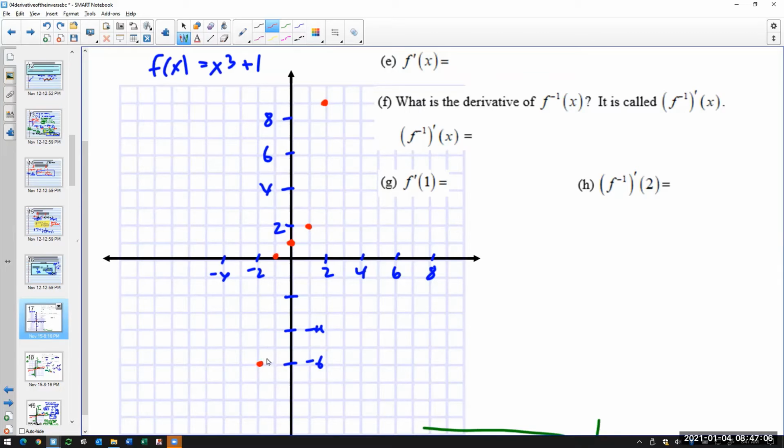All right, so I'm going to graph x cubed plus 1. I'm just going to connect these dots. And I kind of know what x cubed looks like. And it just gets shifted up 1. Yeah, good with that. Okay, so this is my f graph. I'm going to label that f.